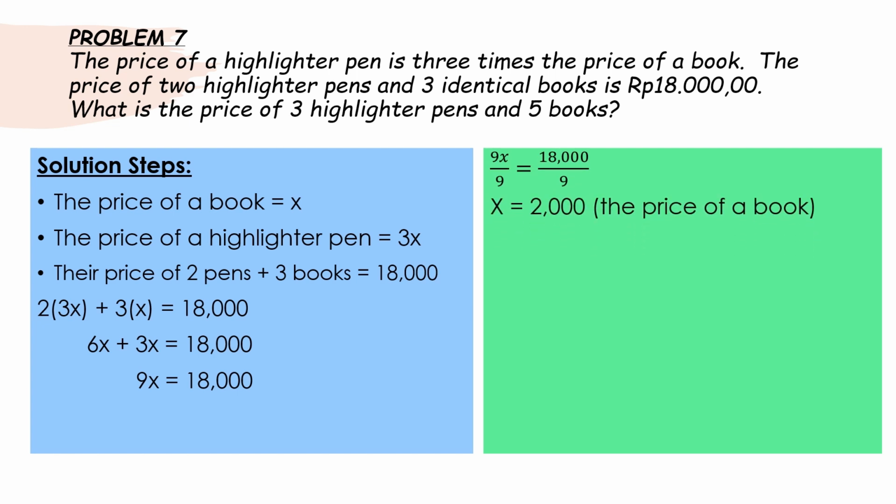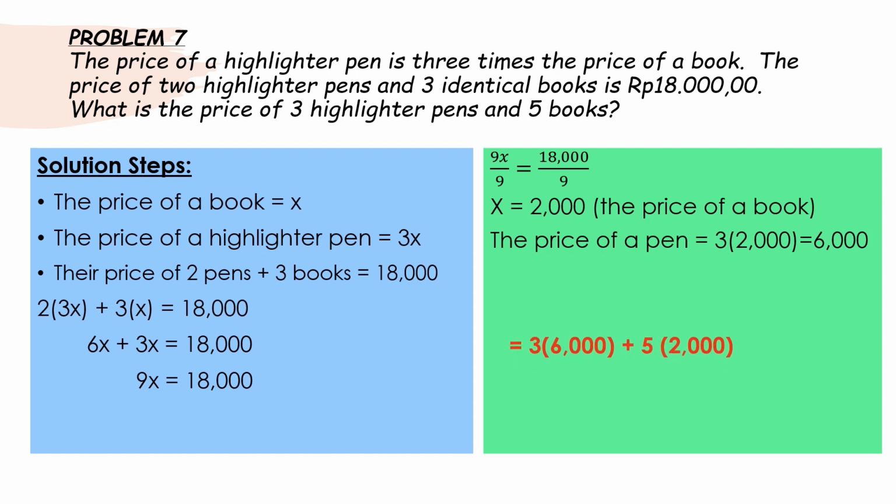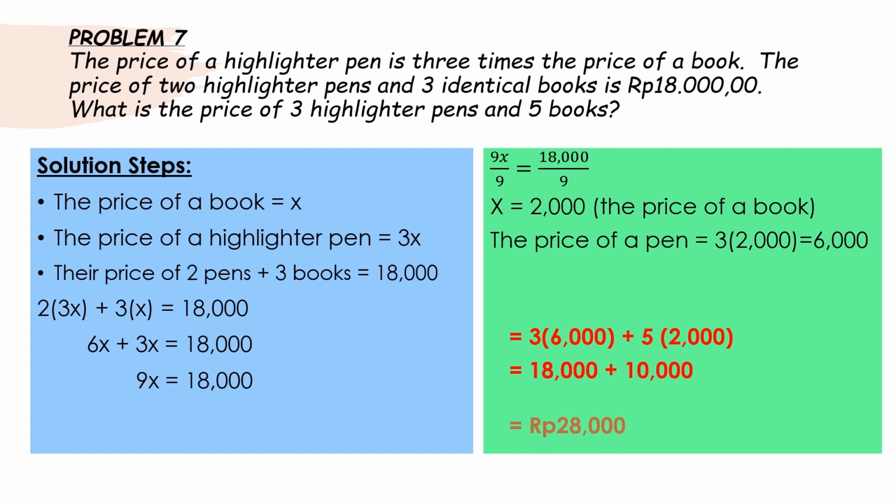This is the price of a book. Then the price of a pen is 3 times 2,000 equals 6,000. Then here we have the price of 3 highlighter pens, which means 3 times 6,000, and 5 books, which means 5 times 2,000. So it equals 28,000 rupees. So this is the price of 3 highlighter pens and 5 books.